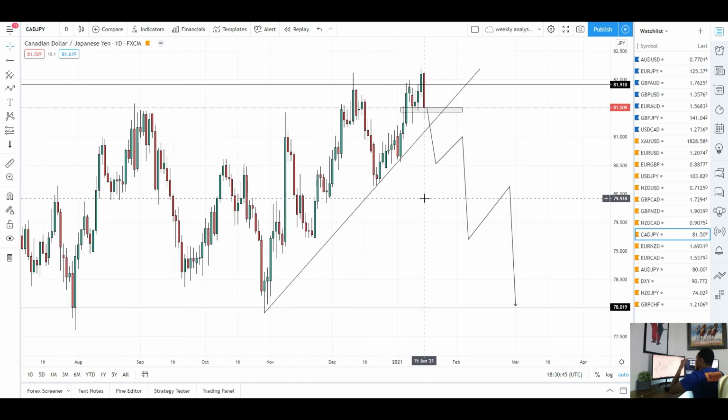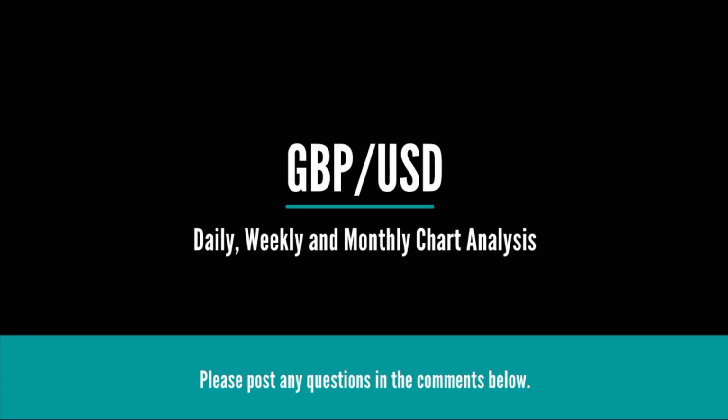So we do have targets to either side, but again, if you see price continue to the downside, break through this trend line, I'll probably expect to see price continue to the downside for CAD JPY to the lows here for next week. Up next is GBP USD.